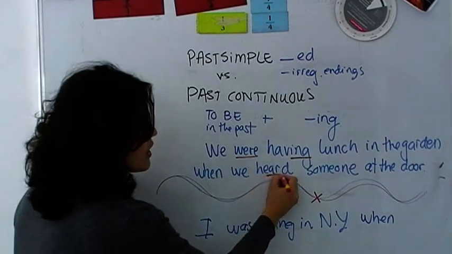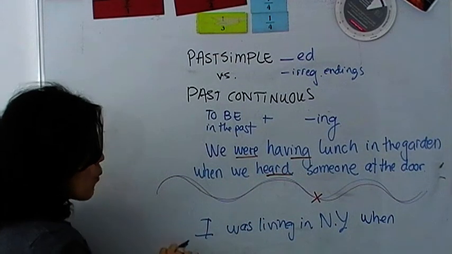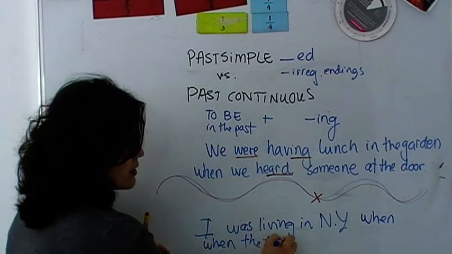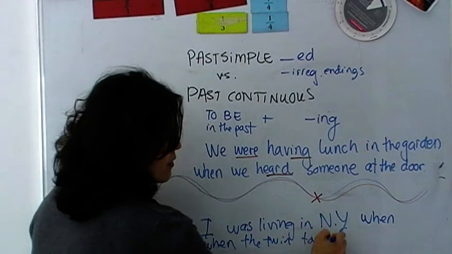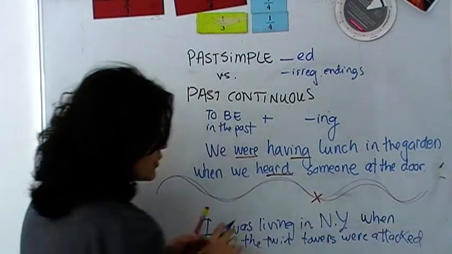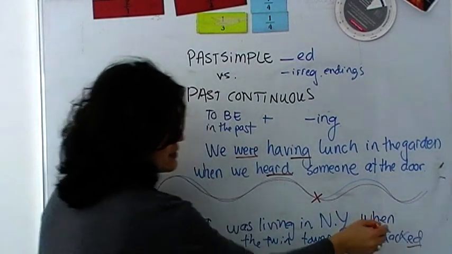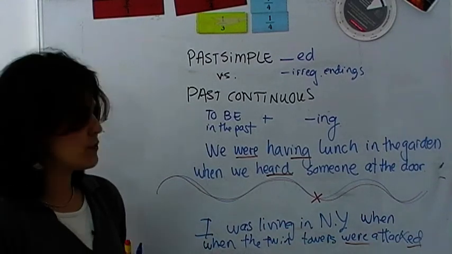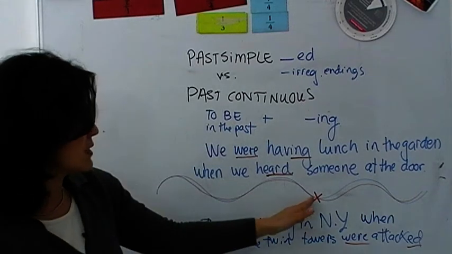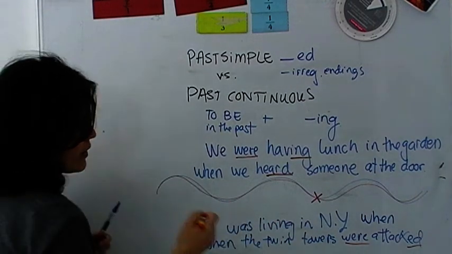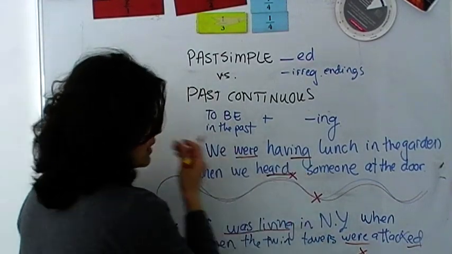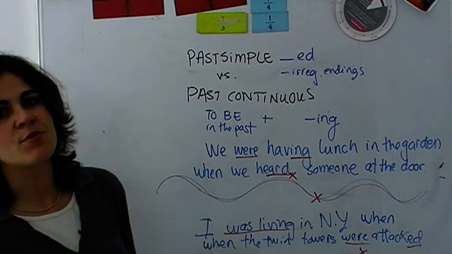So we heard: I was living in New York when the Twin Towers were attacked. So, past simple. This is a passive, but it doesn't really matter. It shows a past simple, one event that interrupted the action that was going on. This is the action that interrupted the other action in progress.